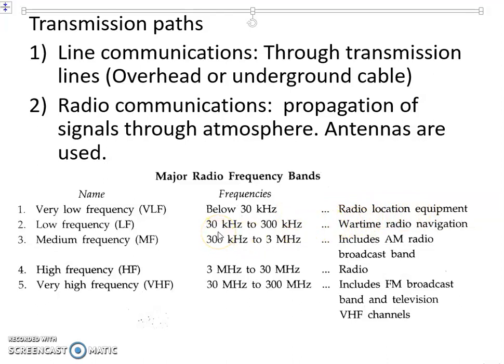If the frequency is between 30 kHz and 300 kHz, it is called low frequency, which is used for wartime radio navigation. If the frequency is between 300 kHz and 3 MHz, it is called medium frequency. It includes the AM radio broadcast band. If the frequency range is 3 MHz to 30 MHz, it is called high frequency, which is used for radio broadcasting. And if the range is 30 MHz to 300 MHz, it is called very high frequency, which includes the FM broadcast band and television VHF channels, that is very high frequency channels.